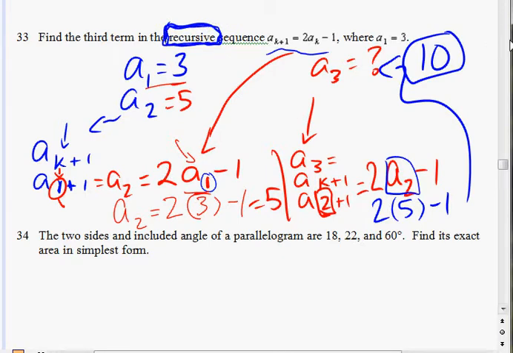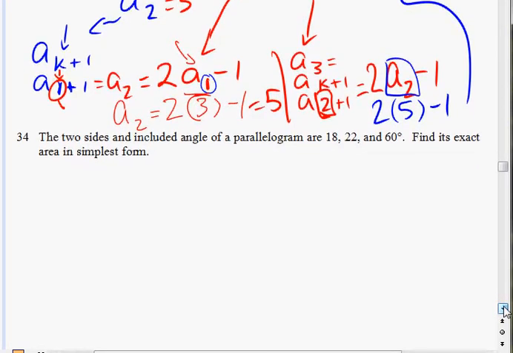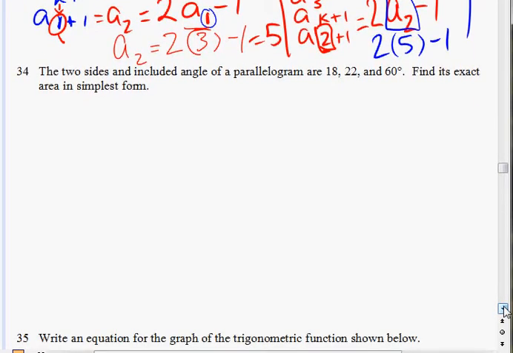Okay, question 34. The two sides and the included angle of a parallelogram are 18, 22, and 60. So let's draw a parallelogram. Not the best drawer here, but there you go. That's the parallelogram. One side is 18, the other one is 22, and the included angle in between is 60 degrees. Find the exact area in simplest form.